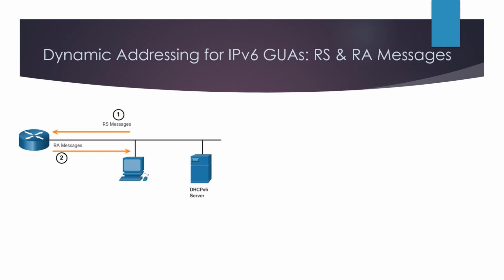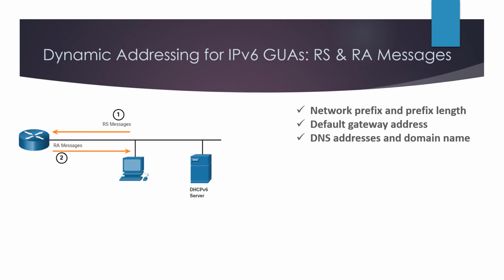The Internet Control Message Protocol version 6 router advertisement message will include the network prefix and the prefix length, which will tell the device which network it belongs to. It will have the default gateway address, and this is an IPv6 link local address, the source IPv6 address of the router advertisement message, and the DNS address and domain name, where there are the addresses of the DNS servers and a domain name. And there are three methods for the router advertisement message.